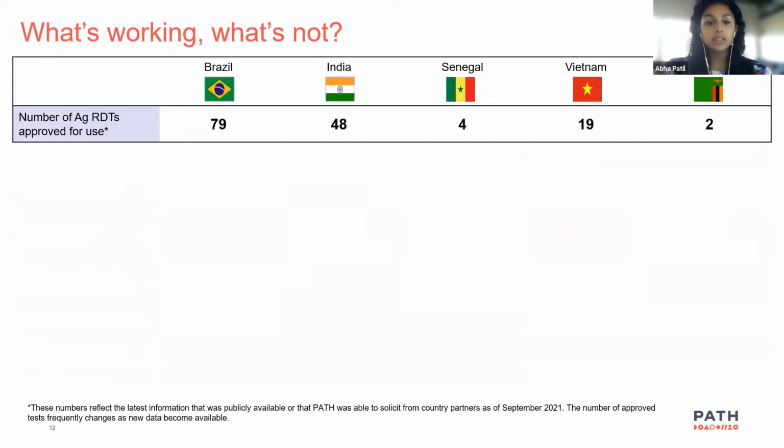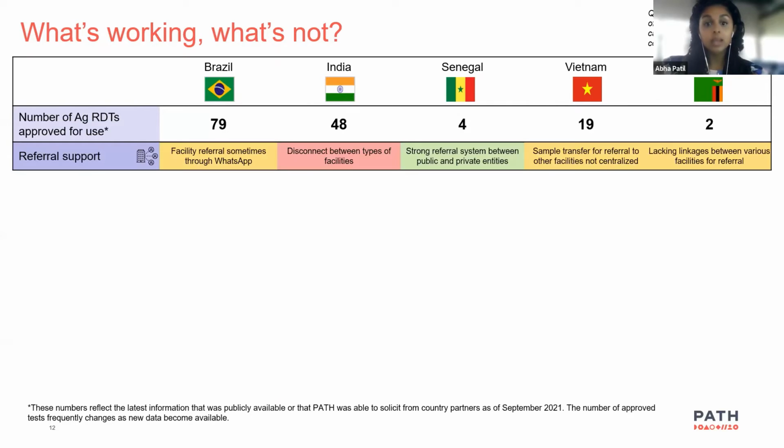So first, just to dive a little bit deeper, initially, we just wanted to show that the number of antigen RDTs approved for use in our various countries are widely variable, from 2 in Zambia all the way to 79 in Brazil. So that really changes how a digital solution could be utilized. In terms of referral support, we were seeing that across the board there are some variabilities in referral. Oftentimes there's disconnect between facilities, and there isn't really a connected way to provide referral support between patients and facilities.